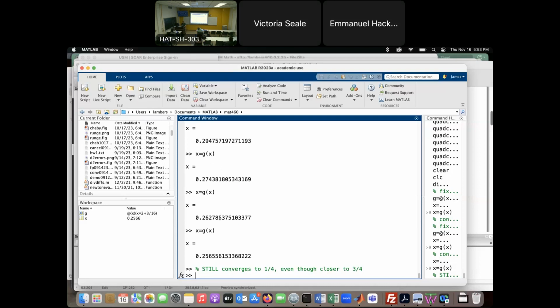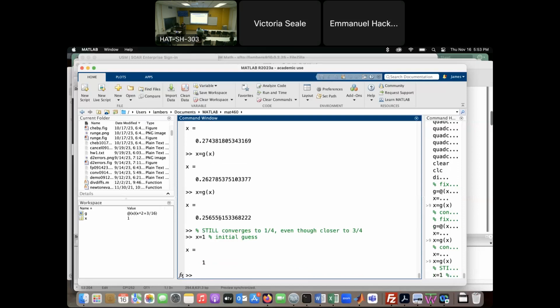Okay. So one other possibility is, even though my initial guess is closer to 3/4, this will still converge to 1/4. So now I'm going to choose yet another initial guess. What if I choose something greater than 3/4? So x equals 1. And now I do x equals g of x again.